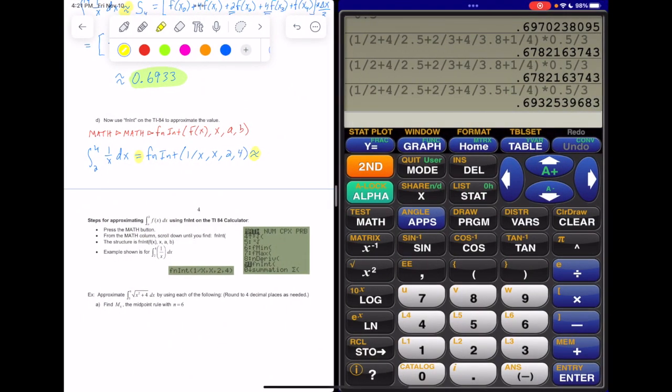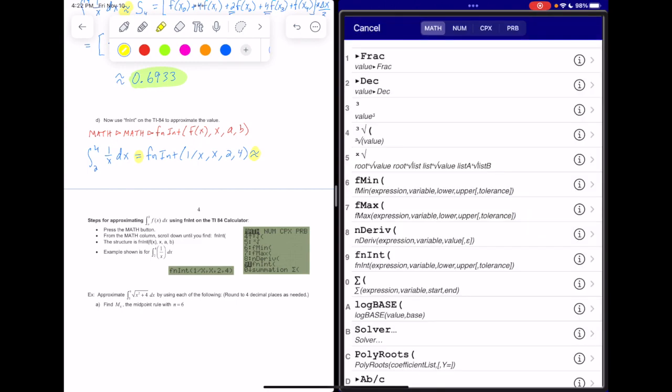All right, so we want to hit the math menu. The math menu is right below the green alpha button on this calculator, and it should be the same on your TI. So I press the math button. See the columns up at the top? We've got math, numerical, CPX, PRB. In the math column, where we want to be, on most of them it is number 9, but you're looking for fnInt. So I'm going to press fnInt. You can just scroll down and then press enter on your calculator, or if you know it's at 9, you can just press the 9 button.